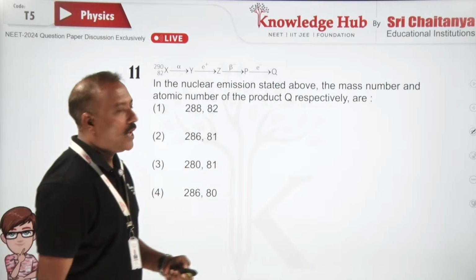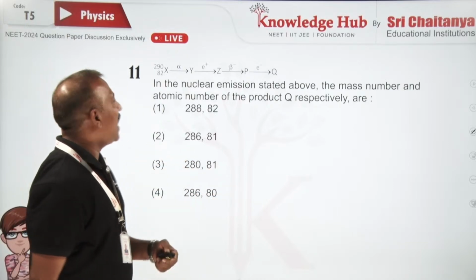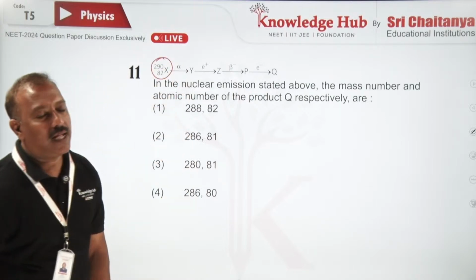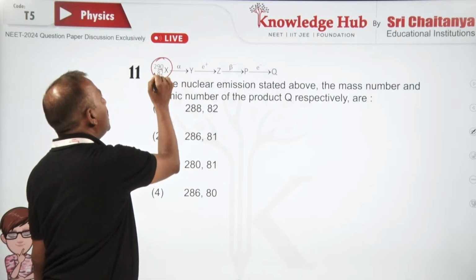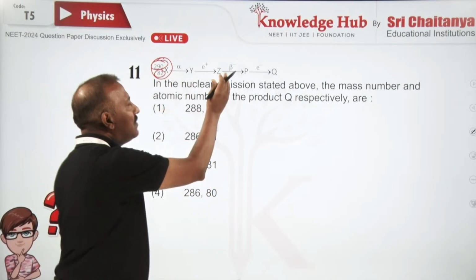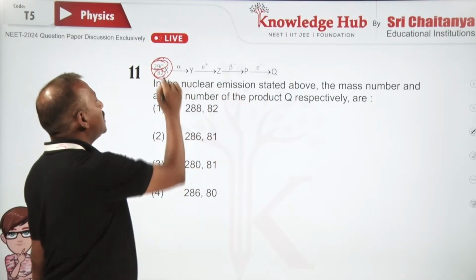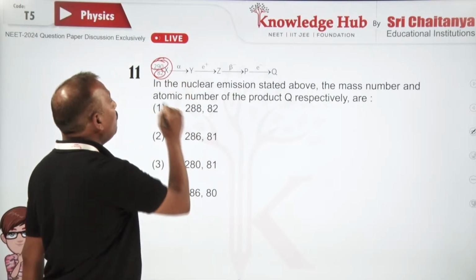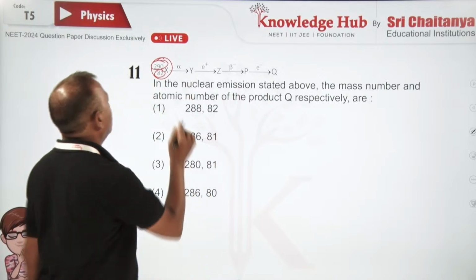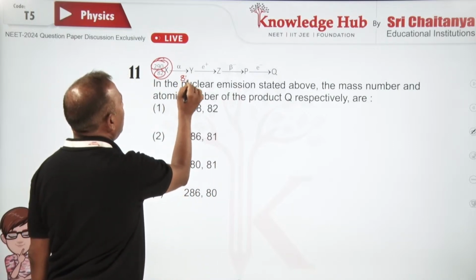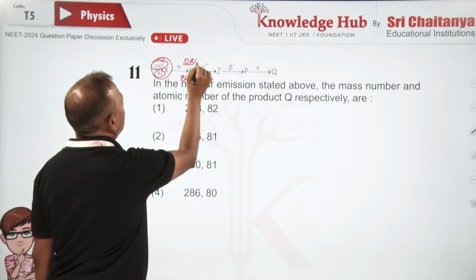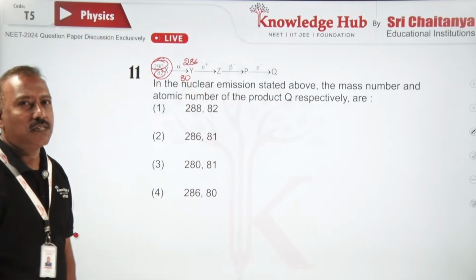Moving on to the 11th one. It is about radioactivity. In this, an element named X is taken, having atomic number 82 and mass number 290. Now, there is a sequence of particles emitted. The first particle is alpha. Alpha carries 4 units of mass and 2 units of charge. Therefore, the atomic number will become 80 and the mass number will become 286, because it carries 4 units of mass.